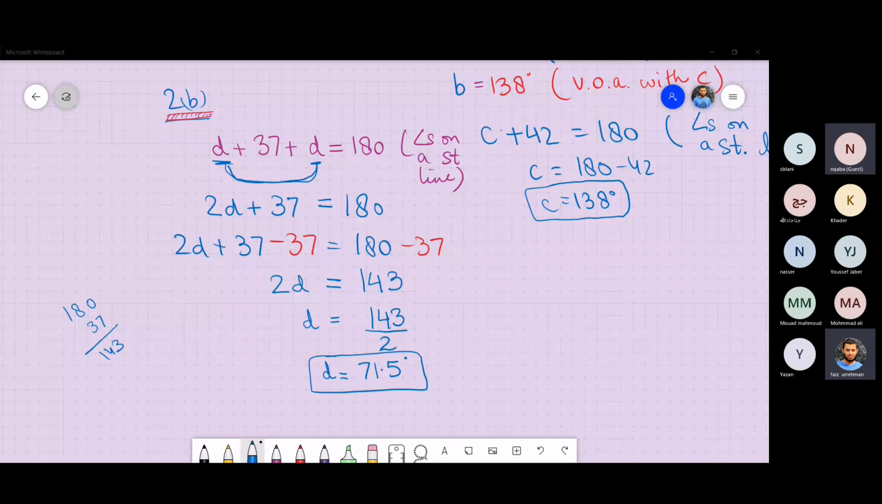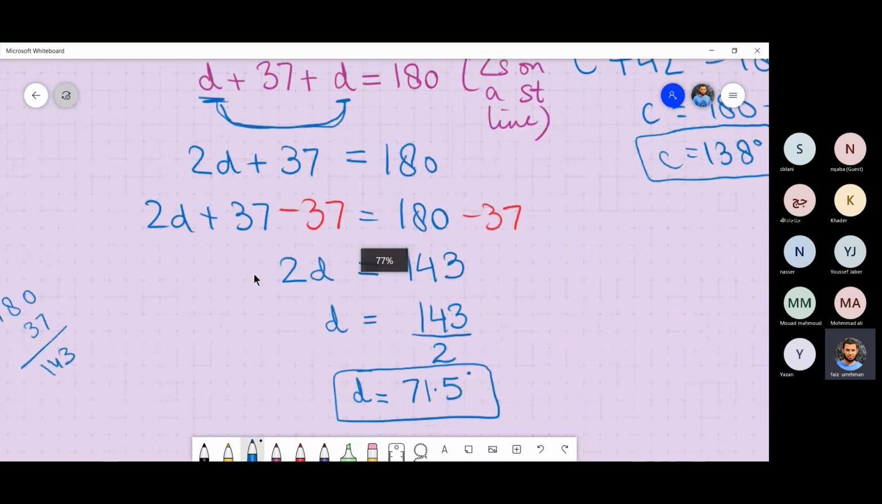Now we will go to parallel lines. Let me revise the properties of parallel lines, and then I will give you some questions to solve.